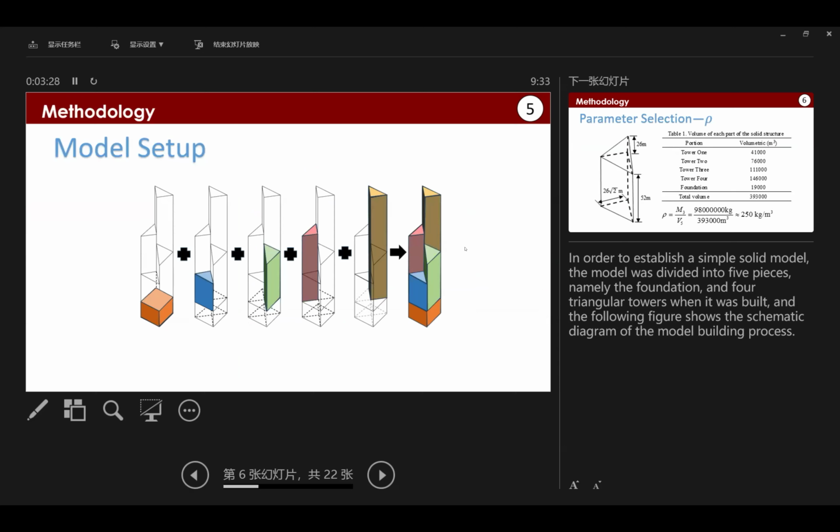So in order to build a simple solid model, this model was divided into 5 parts, namely the foundation and 4 triangular tiles when it was built. And the following figure shows the diagram and the model building process.